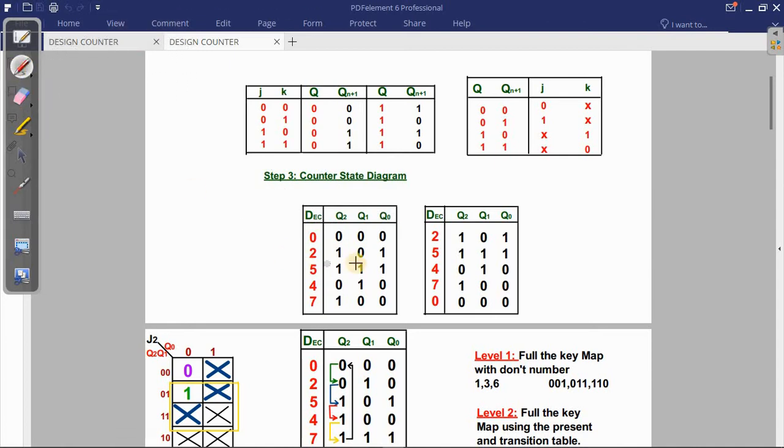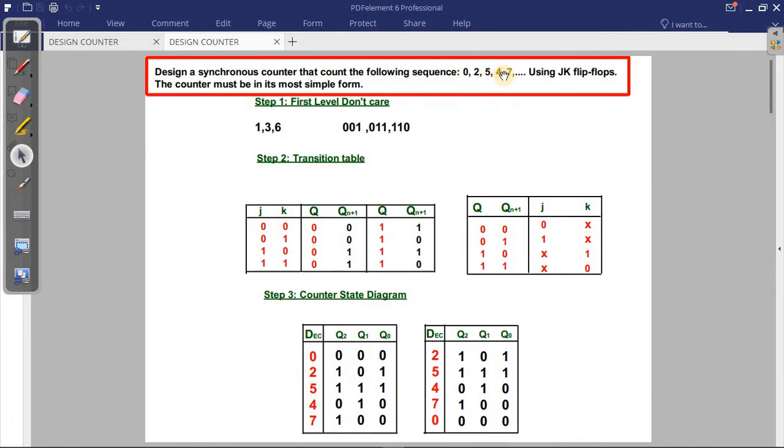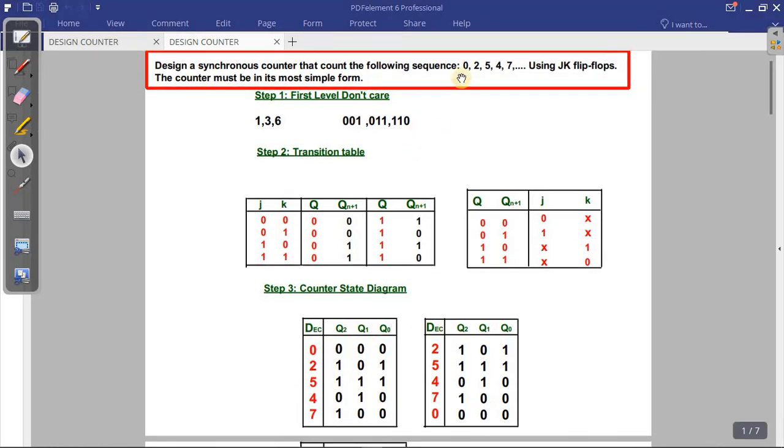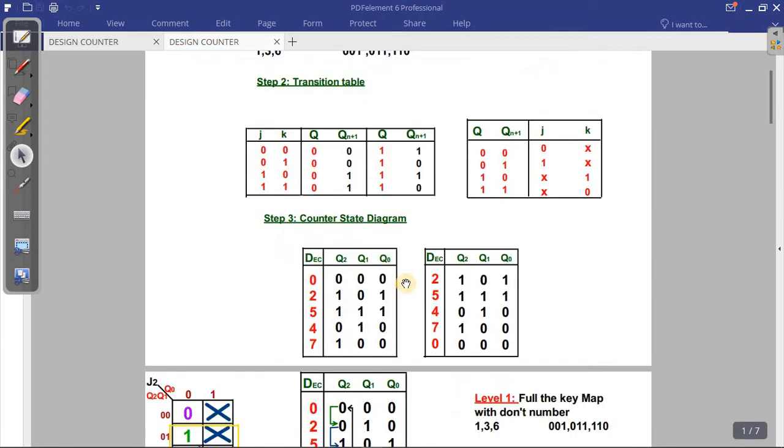So let's move now to the present and next state table. For the present and next state table, I just take these numbers here, these digits, and put them down here. This is the present state, this is the next state. So I just take 0 2 5 4 7, 0 2 5 4 7, and for the next state, if 0 is the present state, the next state is 2. That's why I start with 2 for the next state, and then it's going to be 5, and then 4, and then 7, and then the last one will be 0 for the next state table.